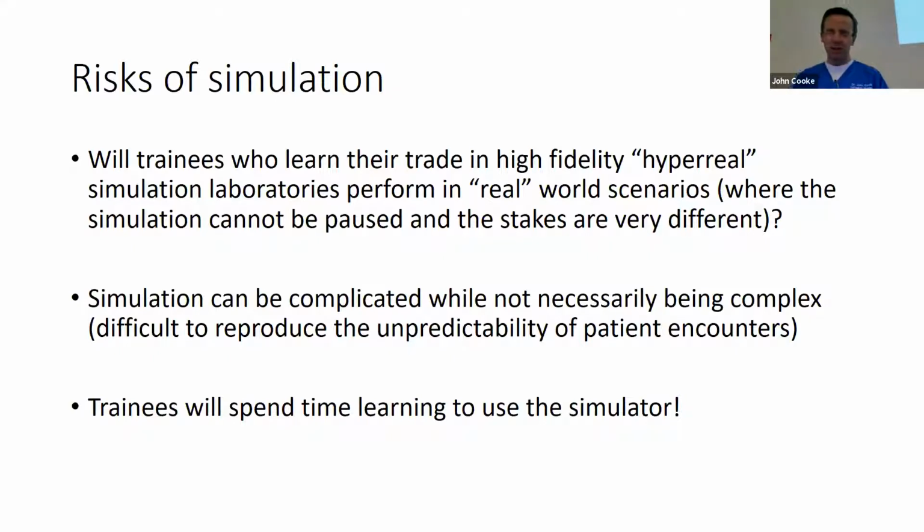Simulation can be complicated while not necessarily being complex. Generally speaking, in complexity theory, when you take something that is complicated and then add unpredictability to it, you've arrived in the world of complexity. And that's very much the world that we operate in. Simulation scenarios can be made complicated, and the degree of complication can be increased, but nevertheless, there's always a feeling of predictability.